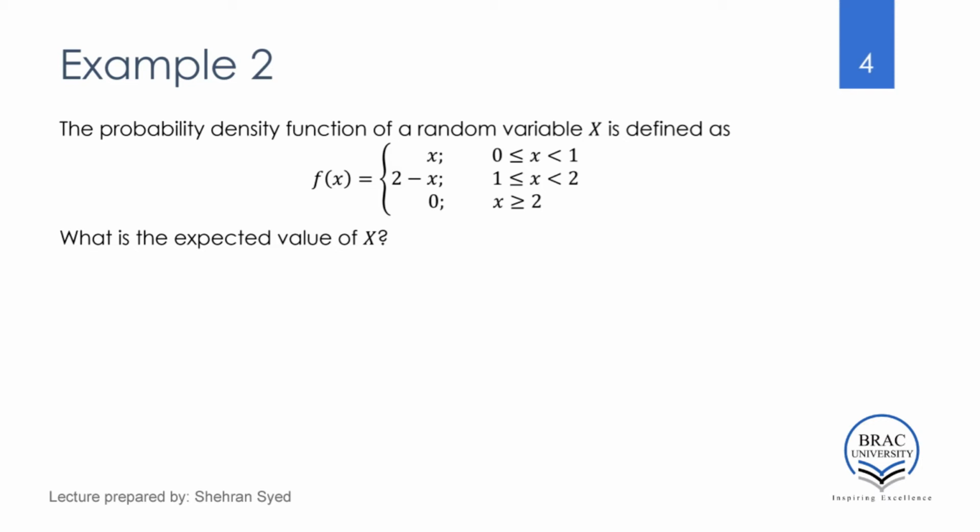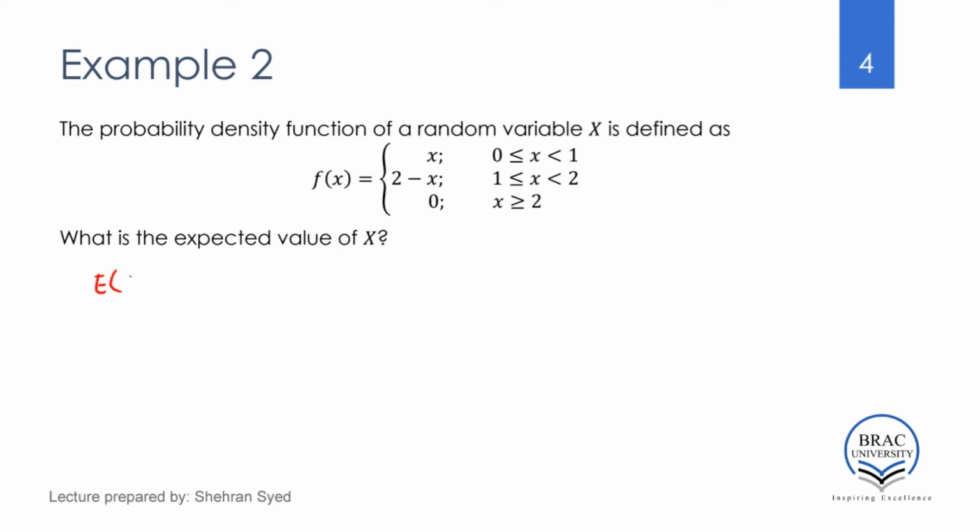For the second example, the probability density function of a random variable x is defined as this piecewise function, where f of x is equal to x when x is between 0 to 1, and 2 minus x when x is between 1 to 2, and 0 for x greater than or equal to 2. What would be the expected value of x? Again, let's do the calculation.